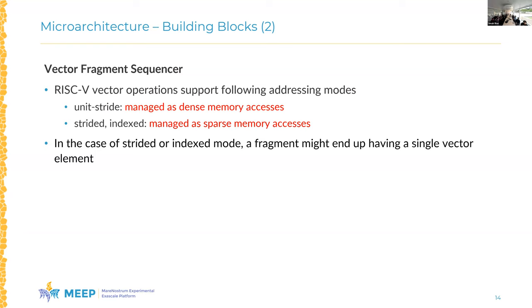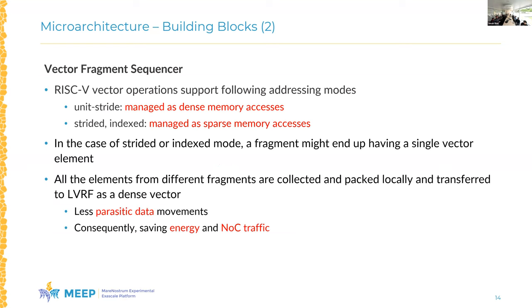So we know that if you break down a long, large, sparse vector into multiple fragments, there's a possibility that you end up having only one vector element in a fragment because the vector is too sparse. You are getting data back from the memory, and the vector element you get in a fragment could be only one. So what this memory engine will help you with is that it gets the data back from memory. You could send all the data back to the compute node, but this memory engine will pack them locally, in a dense way, so you can write it to LVRF.